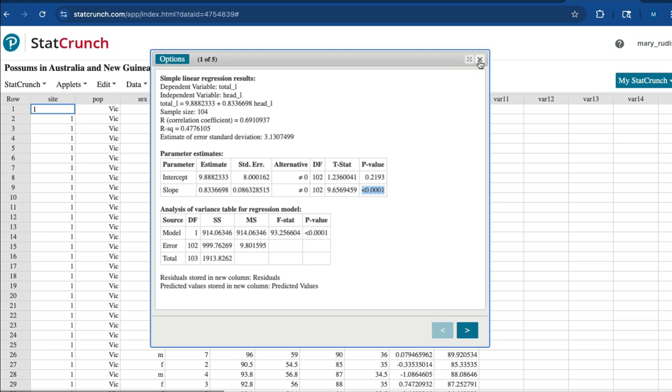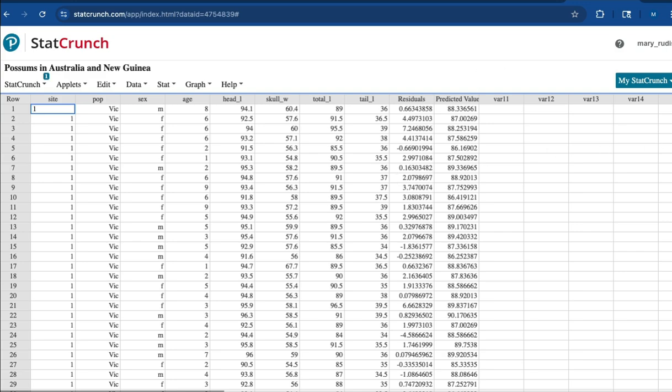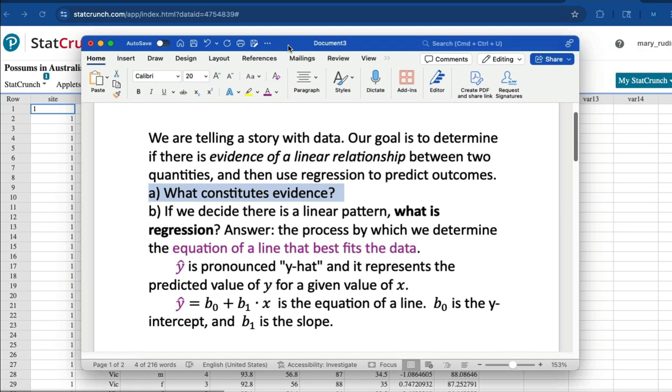Okay, so let's answer one more question about this situation. All right, so what do we have? We have our 4 plots that all gave us sufficient evidence to suggest that we could move forward. So if we decide that there is in fact a linear pattern, what is regression? Like, what do we mean by that? The answer is, this is the process by which we determine the equation of a line that best fits the data, okay?